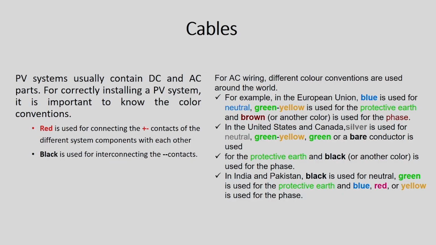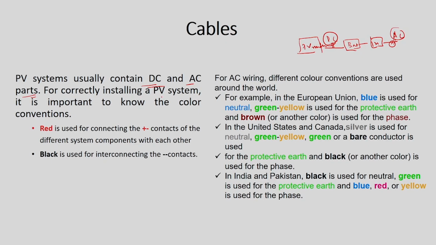Now, we also need to learn about the cables, because cables play an important role in the functioning of a PV system. A PV system usually contains DC and AC parts, as you can understand. When we are talking about PV modules or arrays, the power generated here will be DC, then we will have the battery, and maybe the inverter here, then we will have AC. So, we need to know the cables used for this and the cables used for this. That is how it is mentioned: PV systems usually contain DC and AC parts.